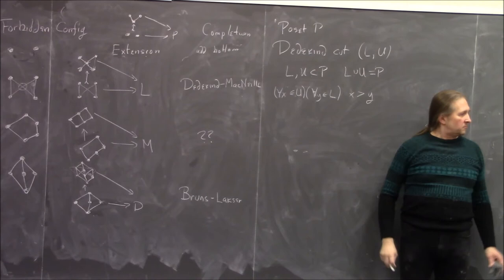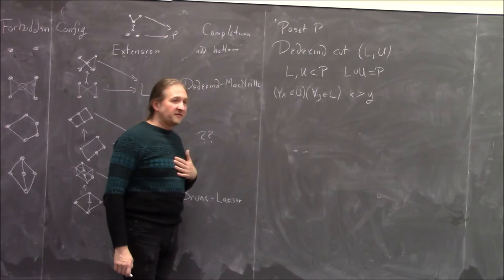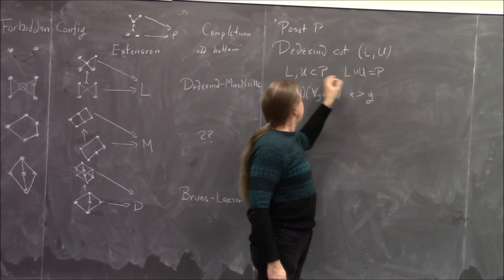That's a Dedekind cut. And then what you can show is that these things also form a partially ordered set, where the order is given by set inclusion. Furthermore, if P is partially ordered, then this thing is in fact a lattice.